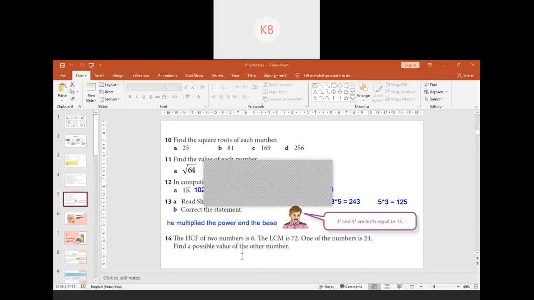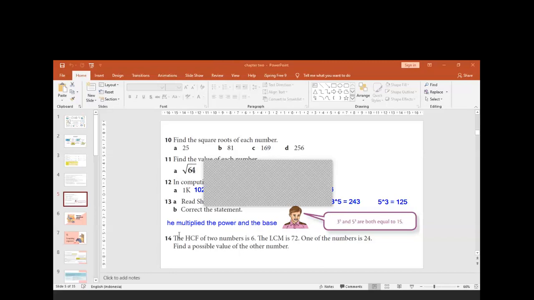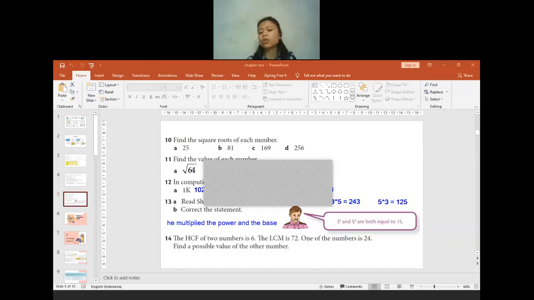And now for number 14, the HCF of two numbers is 6, and the LCM is 72. One of the numbers is 24. Find a possible value of the other number. When it says the HCF is 6, it means you need to find a number that is a multiple of 6. When it says the LCM is 72, the number will be a factor of 72.